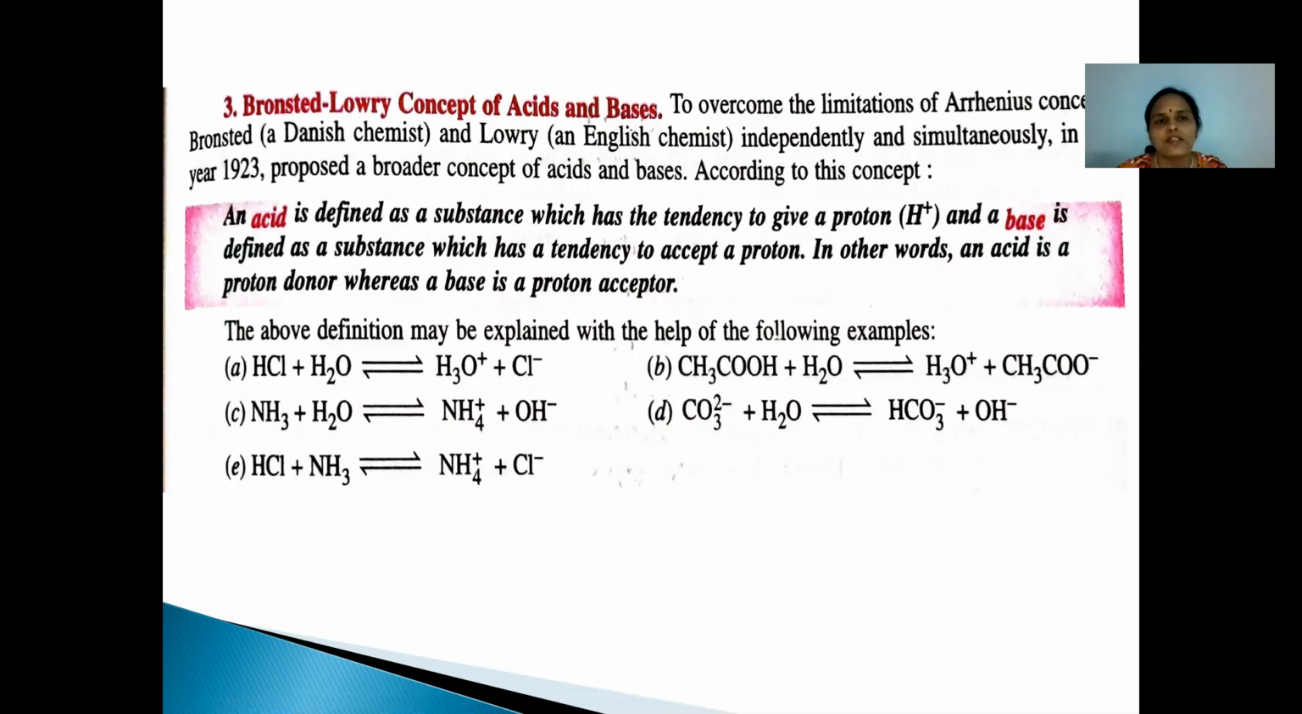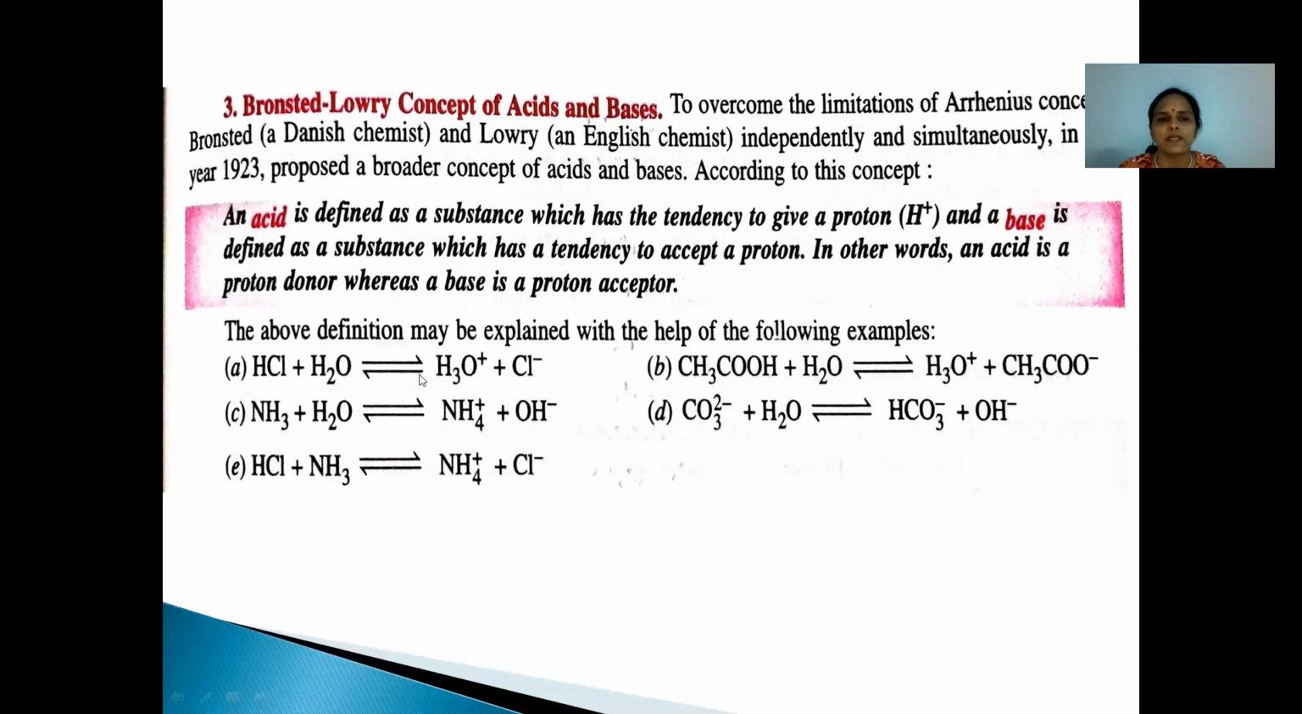The third concept is the Bronsted-Lowry concept of acids and bases. According to Bronsted and Lowry, an acid is defined as a substance which has the tendency to give a proton. That is, an acid is a proton donor, and a base is defined as a substance which has a tendency to accept a proton. That is, a base is a proton acceptor. The above definition is explained with the following examples.